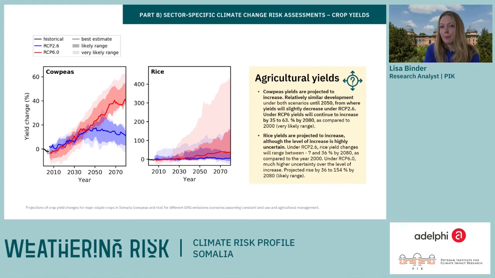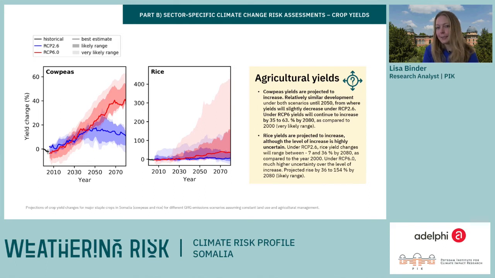As we can see from the plot on the left-hand side, which shows cowpeas yields, models result in an overall positive trend for cowpeas yields under both scenarios. Until 2050, those projected yields will develop relatively similarly under both scenarios. However, in the long run, those yields can be expected to be considerably higher under RCP 6, where yields are projected to very likely increase by between 35 and over 60%.